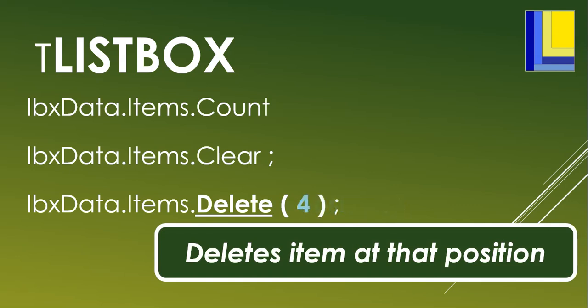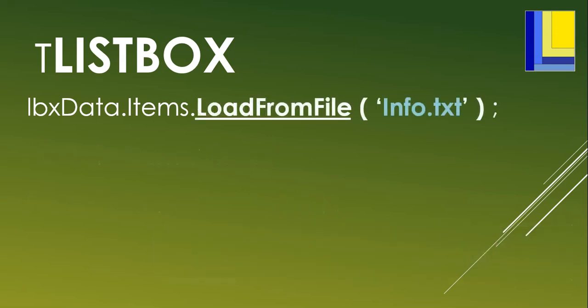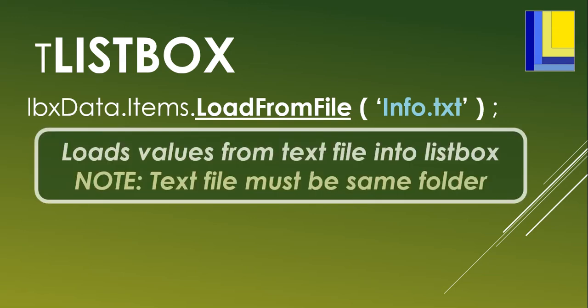So if you want to say delete at 4, it will delete the 5th item. Remember, because the first item's at 0. Then load from file. That means if you've got a text file and you've got data in that text file, you can then just take whatever's in that text file and put it into the list box. Very quick, very easy. Now, some things to take note of.